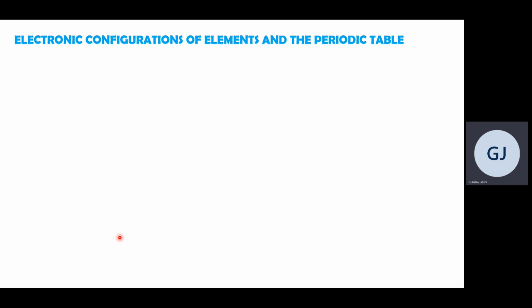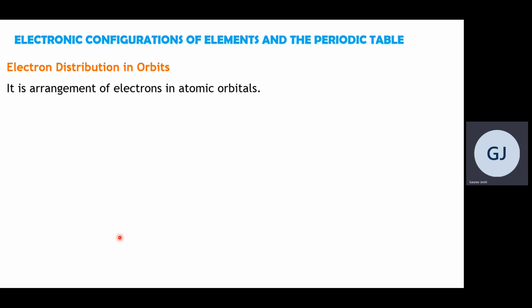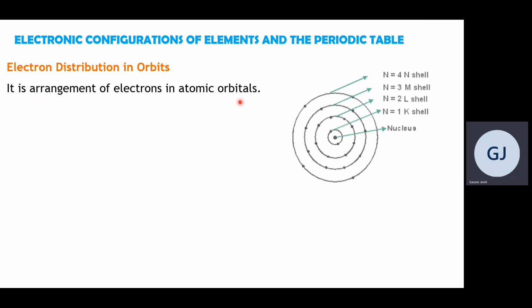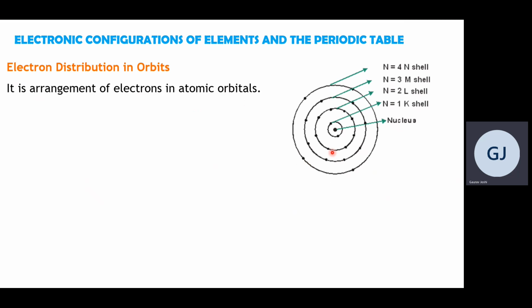So basically, how do we place the electrons in the atom? Right now this is one of the important questions. We have some rules. Electron distribution in the orbit is the arrangement of the electrons in the atomic orbital. So basically we have different types of shells.